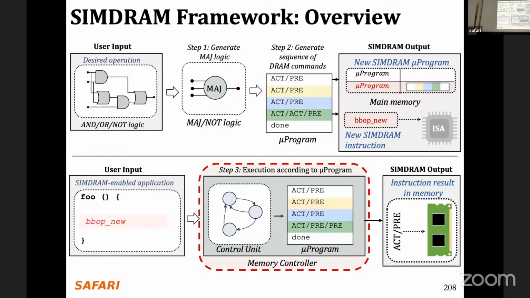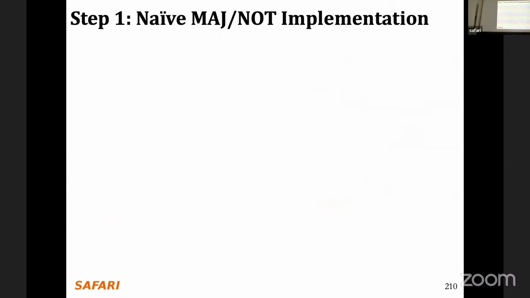And we have a third step, which is a control unit, the memory controller, which is responsible for dispatching the operations in the microprogram to DRAM, and hence implementing the arithmetic operation that you want, like the addition or multiplication.